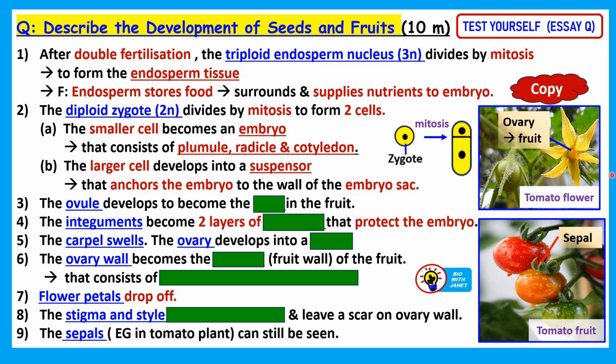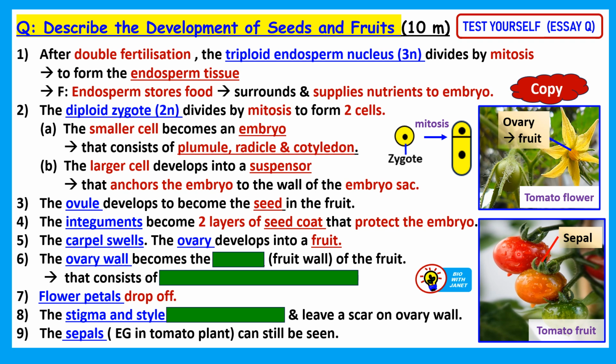Next, the whole ovule where this zygote is found and the endosperm is found, the whole ovule will develop to form the what? Yes, the seed in the fruit, right? Then the integuments that surround the ovule, the outer part of the ovule, become two layers of seed coat that protect the embryo. The carpel swells, the ovary develops into a fruit. Okay, now here you see the ovary that's a bit swollen in the flower. It will grow bigger and bigger and form the fruit here. All right.